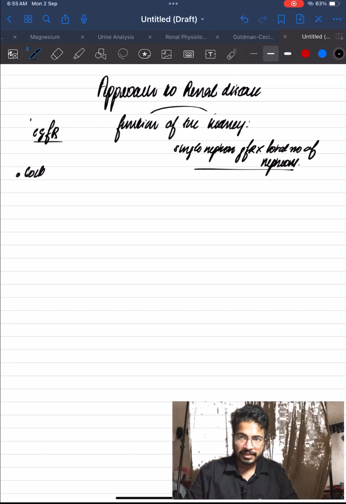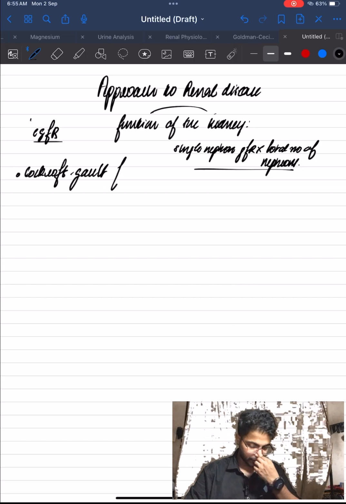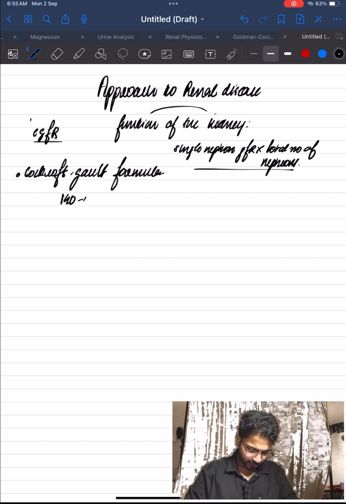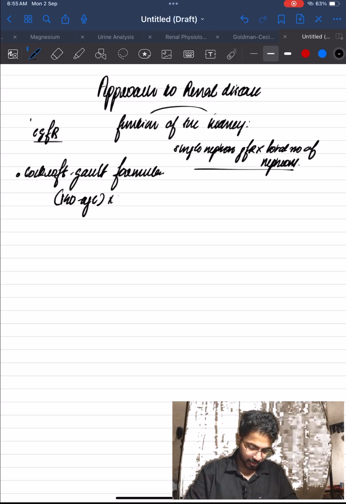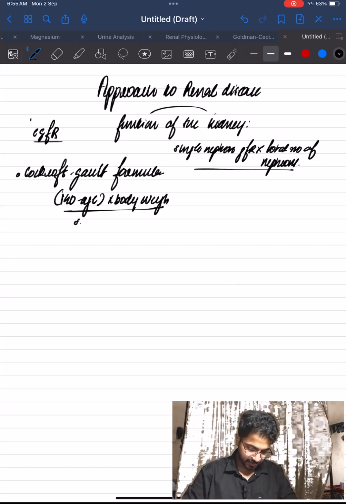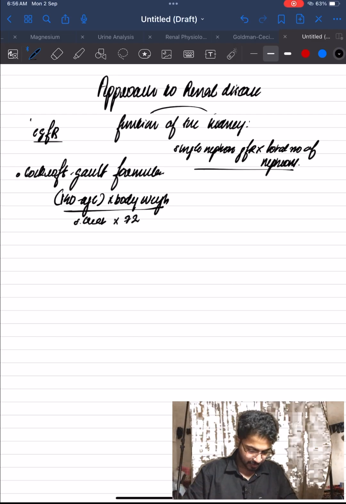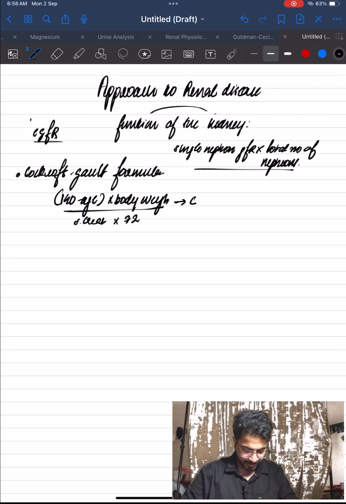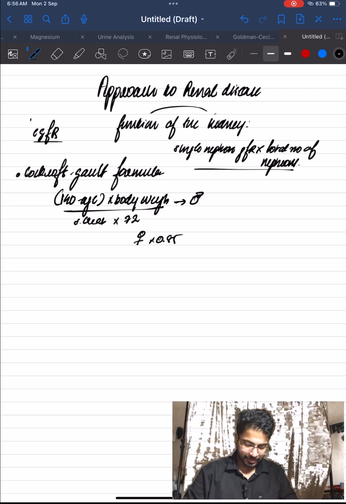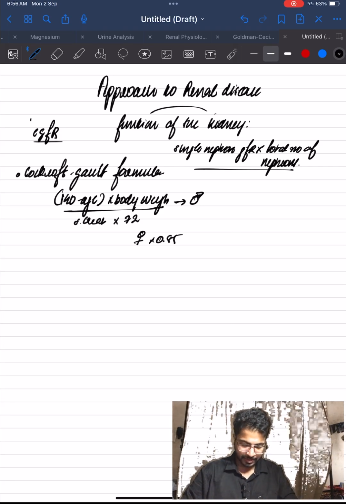So how do we calculate eGFR in a patient? The age-old Cockcroft-Gault formula. It is 140 minus age, into body weight, divided by serum creatinine into 72. That is in the case of males. In the case of females, you have to multiply it by 0.85.